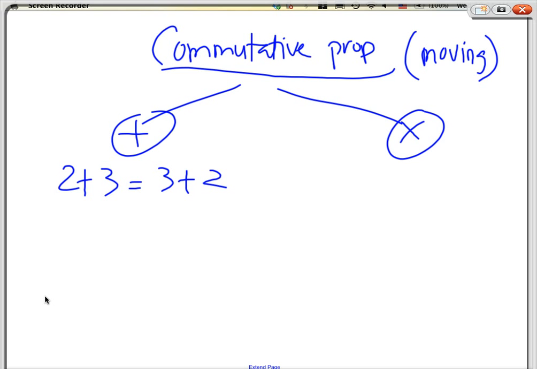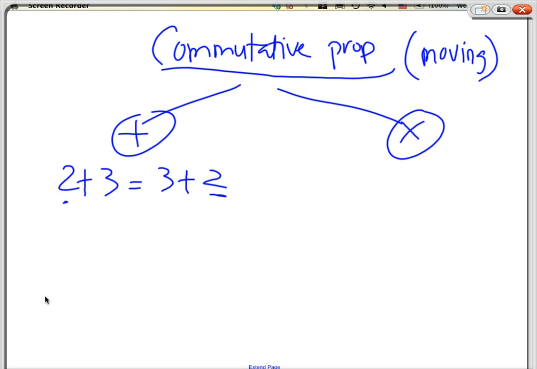The 2 used to be in the front, now it's in the back. And the 3 used to be in the back, now it's in the front. So because I physically move my numbers, that's the commutative property. But notice that the commutative property is still under the equality property. That means the left-hand side has to equal the right-hand side.